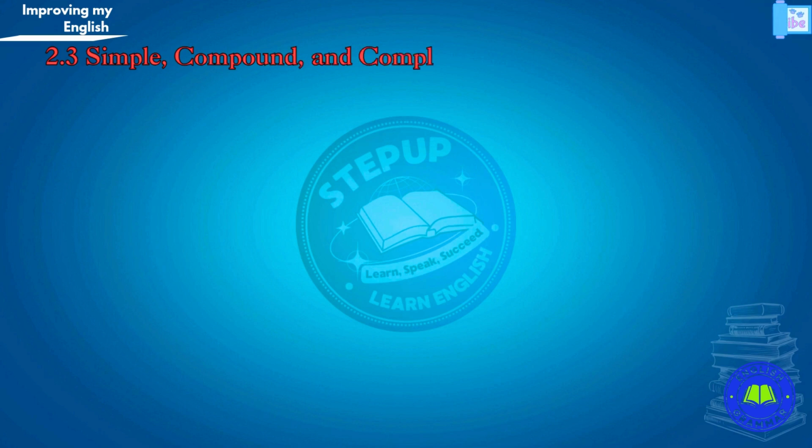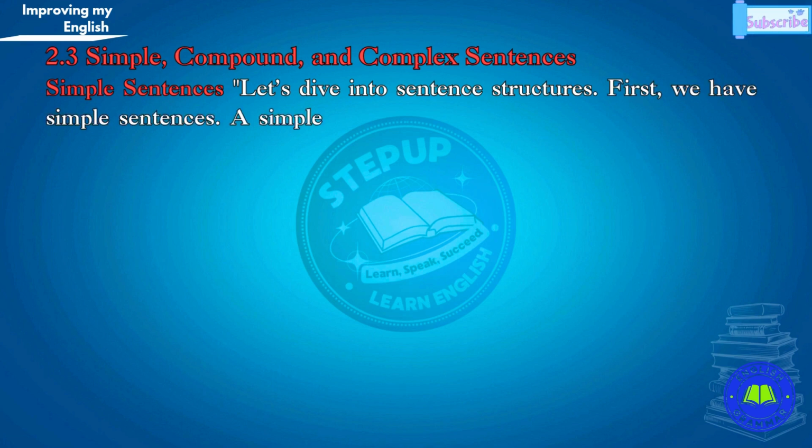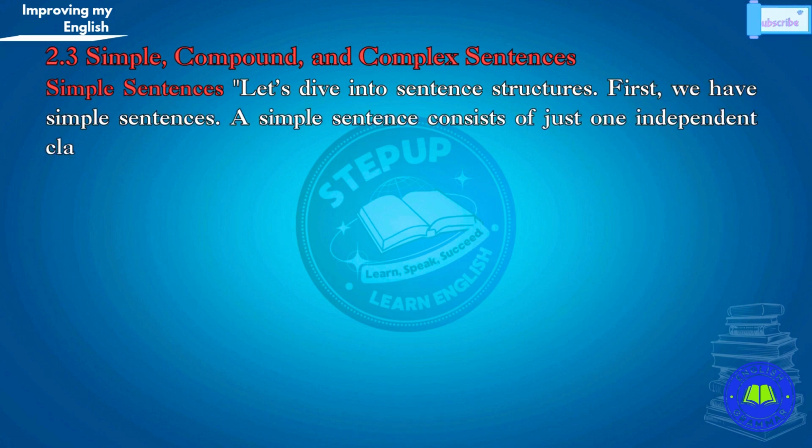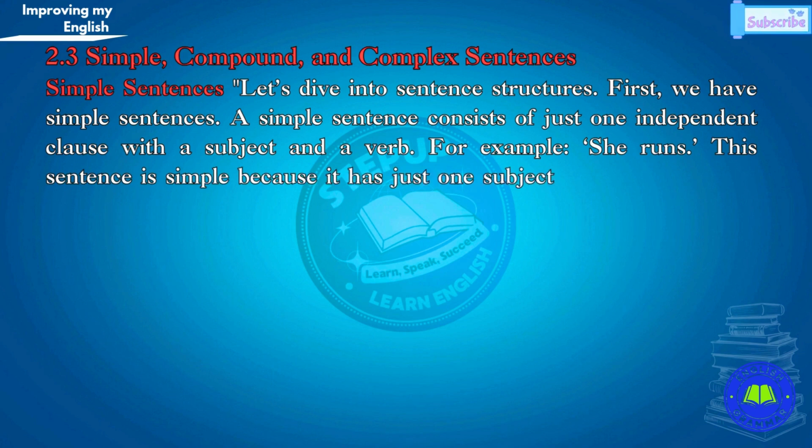2.3 Simple, compound, and complex sentences. Simple sentences. Let's dive into sentence structures. First, we have simple sentences. A simple sentence consists of just one independent clause with a subject and a verb. For example, she runs. This sentence is simple because it has just one subject, she, and one verb, runs.